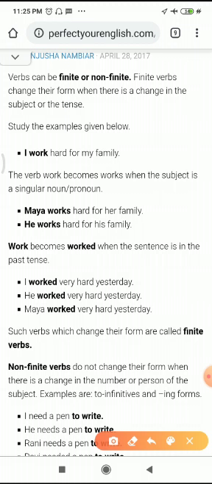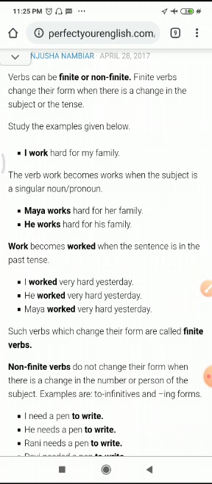Listen again, children: if a verb changes its form according to the subject, it means that the verb is a finite verb. Just keep it in your mind. Such verbs which change their form are called finite verbs.